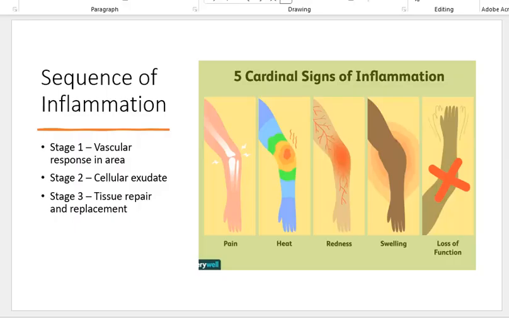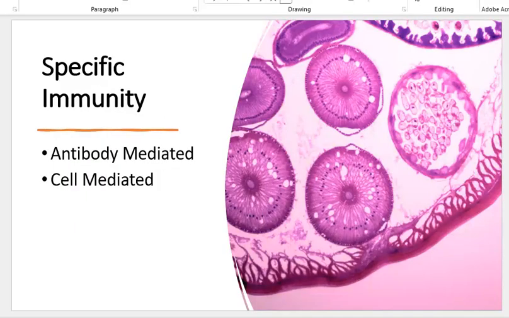Next, we're going to talk about specific immunity, which is antibody mediated and cell mediated. So, specific immunity, also called adaptive immunity, is the branch of the immune system that develops a targeted defense against particular pathogens. Unlike innate immunity, which is general and immediate, specific immunity is slower to start but highly precise and provides long-term protection through memory.